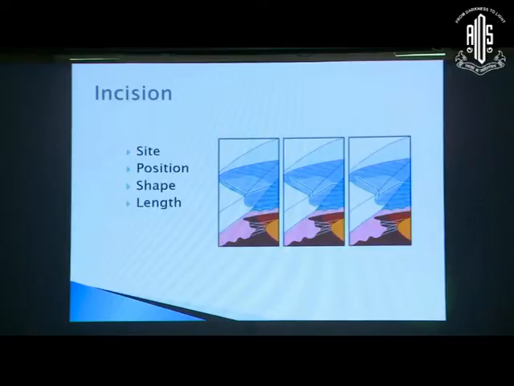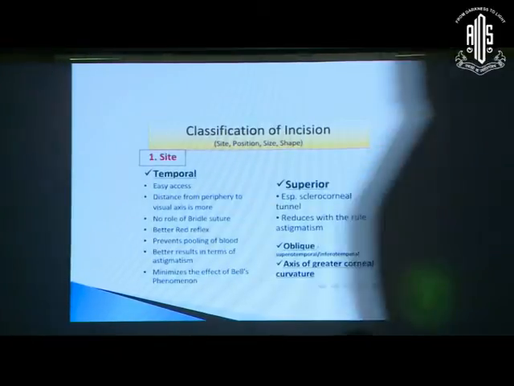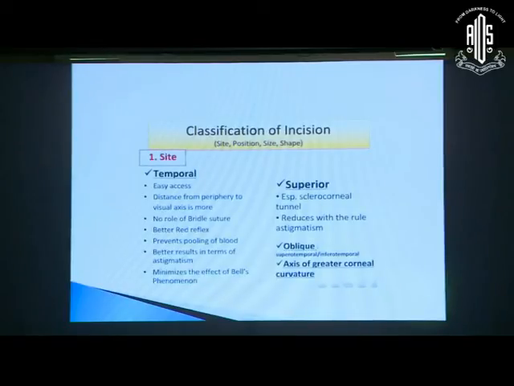So I'll be discussing incision making under four headings. One is the site, position, shape, and length of the incision. We classify incisions according to site as temporal, superior, oblique, and on the axis of greater corneal curvature. The temporal is the most favored, while on the axis of greater corneal curvature is the most accepted site. But each and every site has its own merits and demerits.